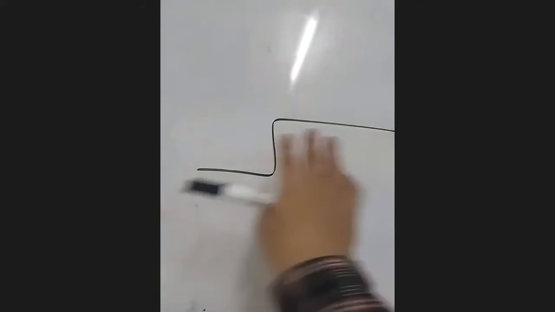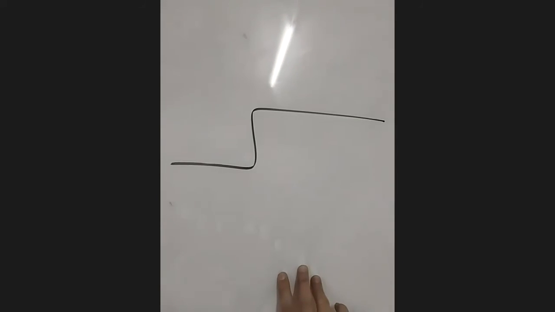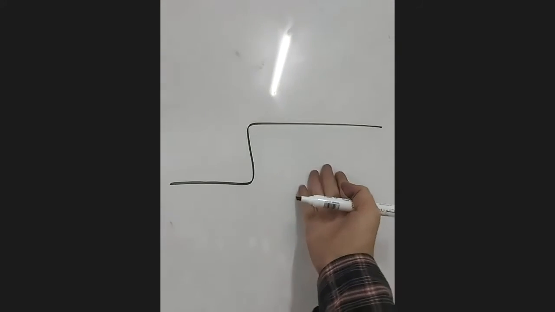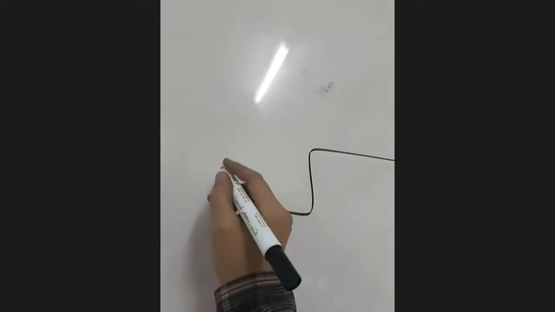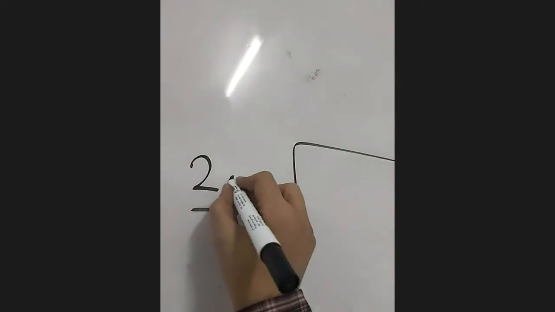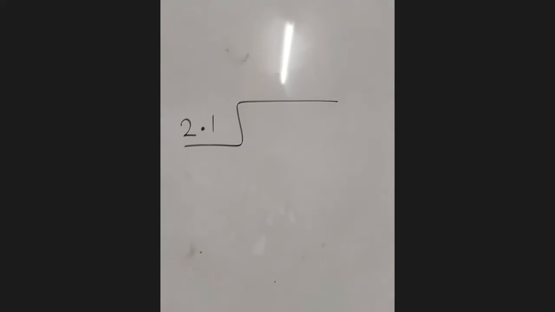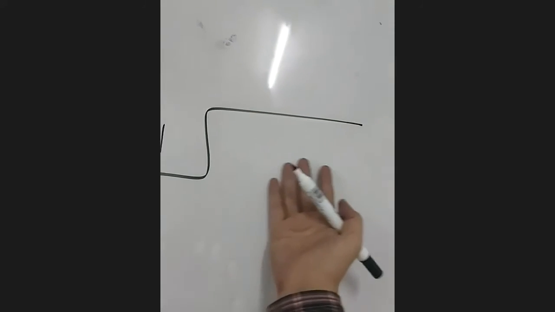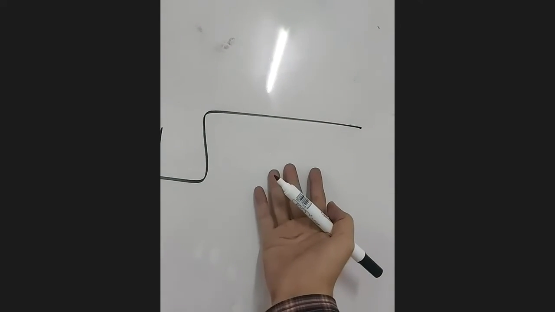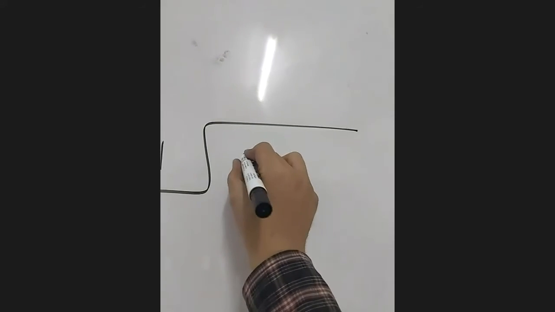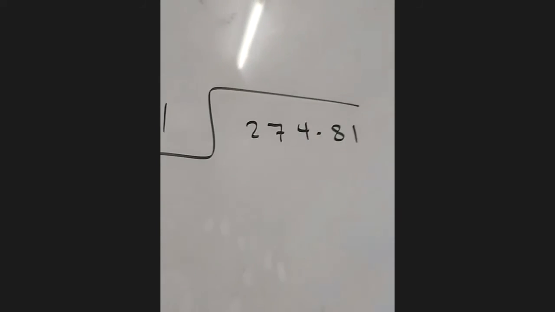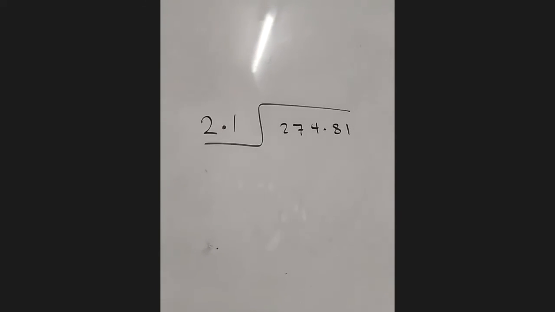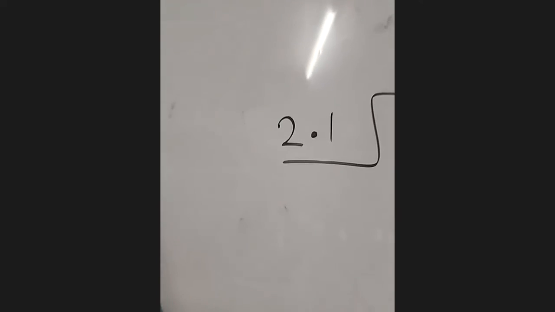Mister, if we have 2.1, wait. Where? In the divisor or dividend? Divisor. Here, 2.1. Yes. If we push the point one digit, it will be 21.